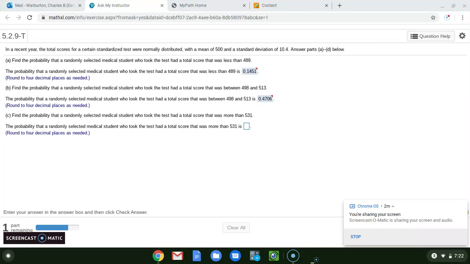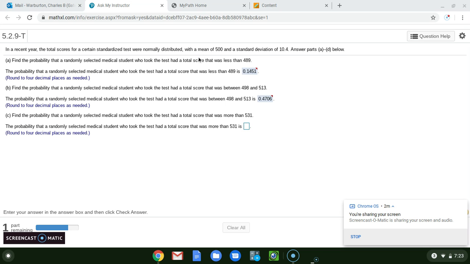Got a question about the problem here. It says, in recent years, the total score of certain standardized tests was normally distributed, with a mean of 500 and a standard deviation of 10.4. So what does a normal distribution mean?